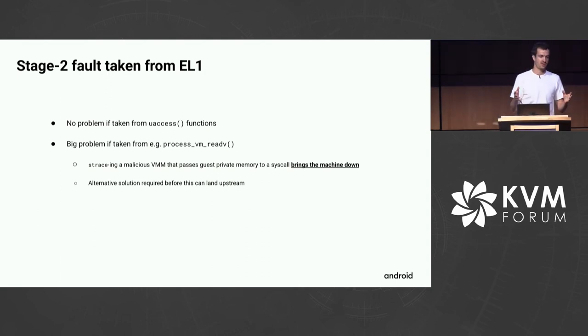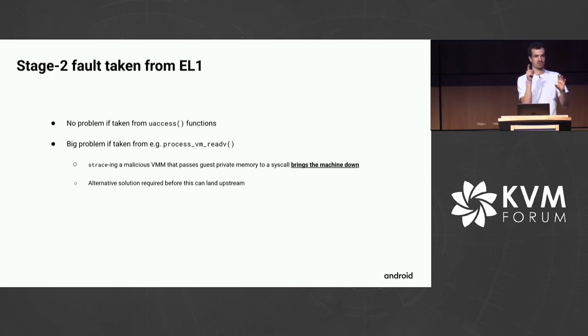So for instance, let's imagine that we have a compromised user space, a compromised or malicious VMM, for instance, that tries to do a syscall, and it passes as a parameter to that syscall memory that belongs to a protected guest. In that case, the kernel will access that memory using copy to user, copy from user, and things like this, which means that we will be in a position to handle the same level fault and actually just fail the syscall.